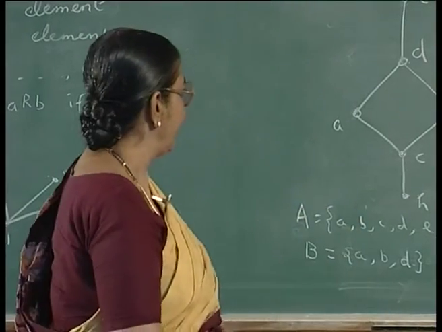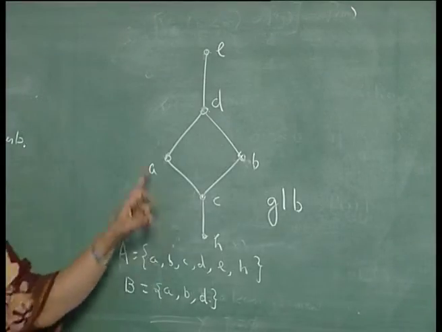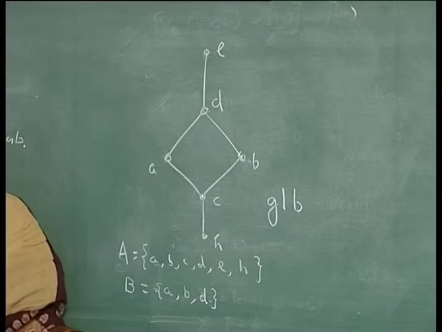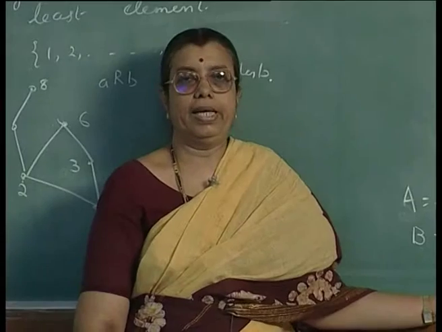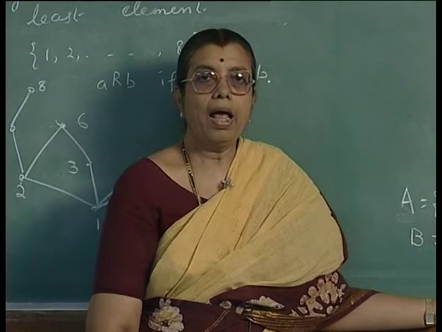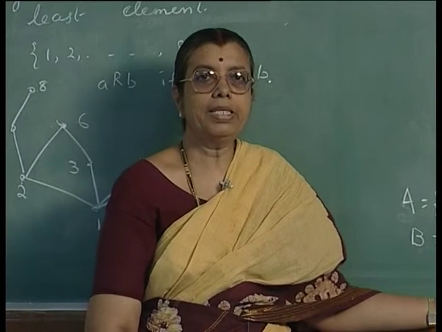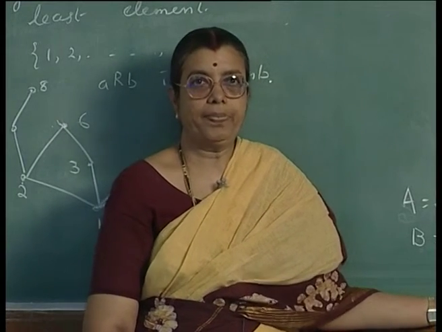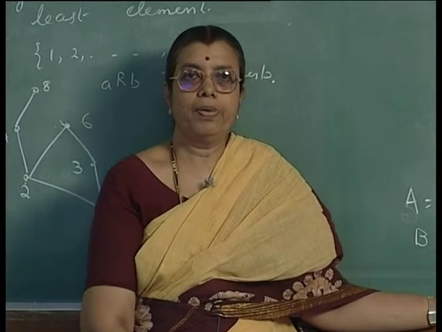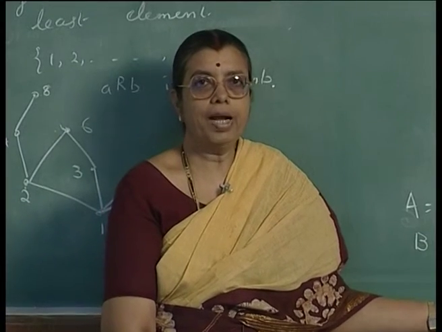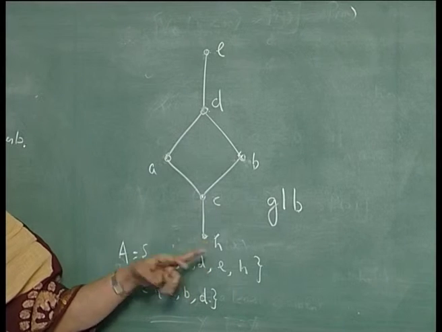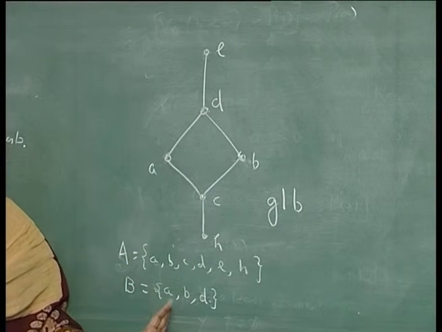For example, here we have taken A to be all the 6 elements and B a subset having A, B, D alone. The greatest element will belong to the set, the least element will belong to the set if it exists, and the maximal elements, minimal elements will belong to the set. But lower bound, greatest lower bound, least upper bound need not belong to the set. For example, here you see that C and H are lower bounds, they do not belong to this set B.